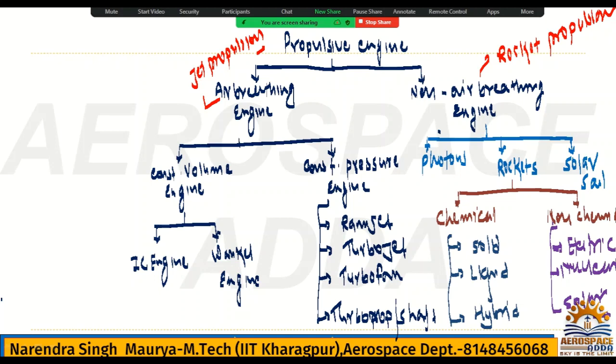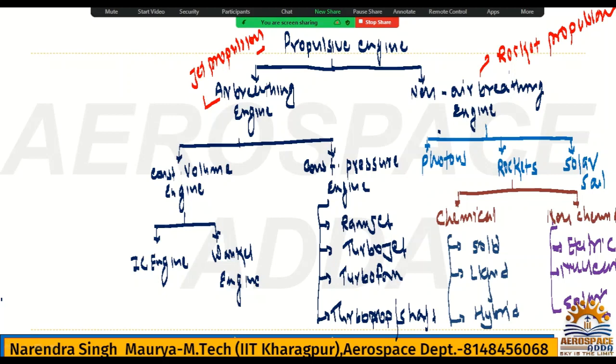Just listen carefully to this explanation. Propulsion engine, two types we have: air breathing and non-air breathing engine. Air breathing has constant volume engines and constant pressure engines. In constant volume engine, IC engine, internal combustion like steam engine and all, and Wankel engine. Constant pressure engine, all jet propulsion engines that I have taught previously: turbojet, turbofan, turboprop, turboshaft, ramjet. These are the constant pressure engines. So this part is done. Now coming to non-air breathing engine, we have three types basically: photons, rockets, and solar cell.